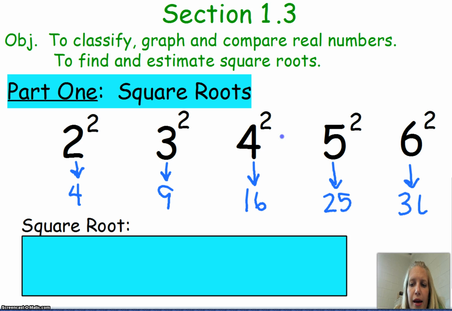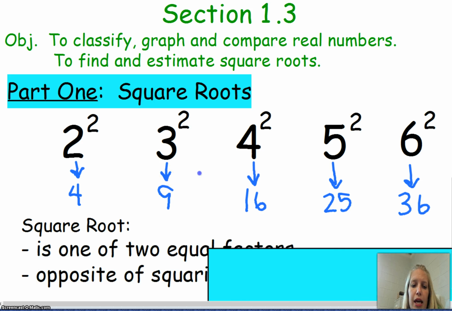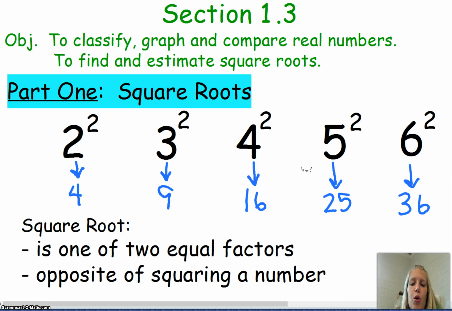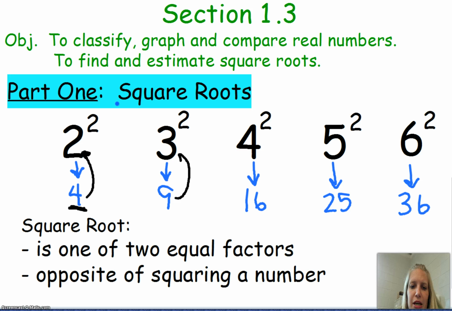And the reason why I wrote these down for you is because the square root is asking you about one of two equal factors. And it's the opposite of squaring a number. So for example, if I asked you, what is the square root of 4, which is right here, you would tell me it's 2, because 2 times 2 equals 4. If I asked you what's the square root of 9, you would tell me 3, because 3 times 3 equals 9. If I asked you the square root of 16, you would tell me 4, because 4 times 4 is 16.